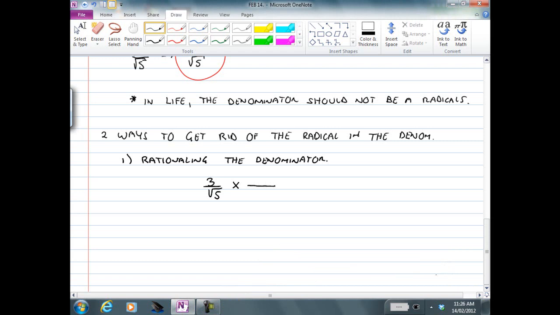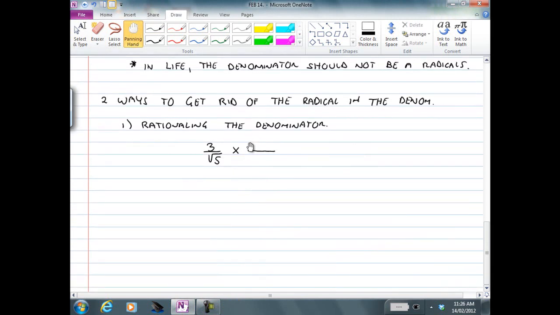So to rationalize the denominator, here's what we're going to do. We're going to multiply by another fraction, and the other fraction is the denominator. So my denominator here is root 5, so we're going to multiply this by root 5, and on top will be root 5 also, because root 5 over root 5 is just 1. So go ahead and multiply. Why do you multiply by 1? Because if you multiply by 1, the denominator is still there.